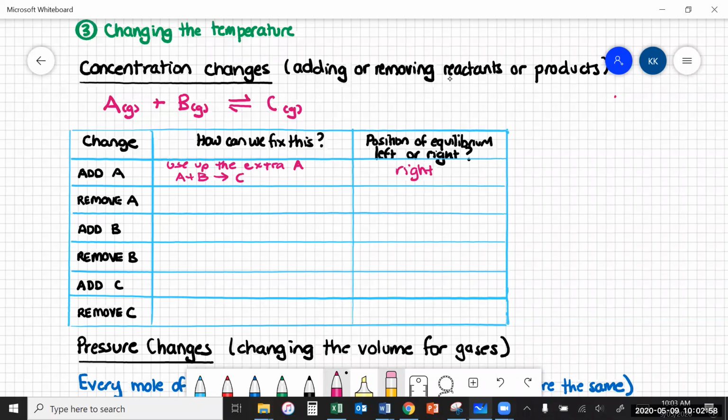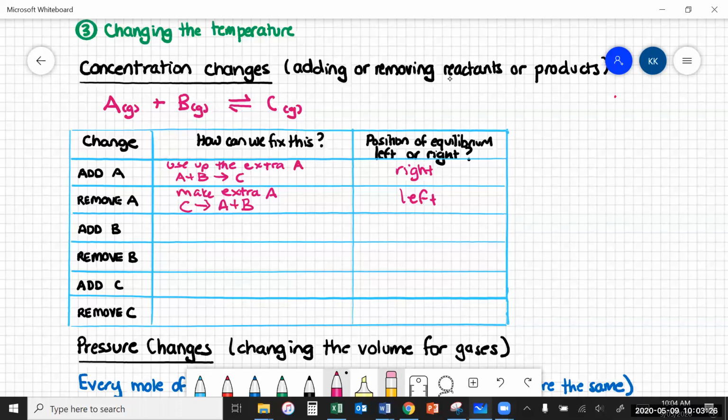What about if we remove A? What's the stress? The stress is now we've not got enough A. So how can we fix that? We can make some extra A. And we make extra A by C reacting to form A and B, which is the position of equilibrium moving to the left.